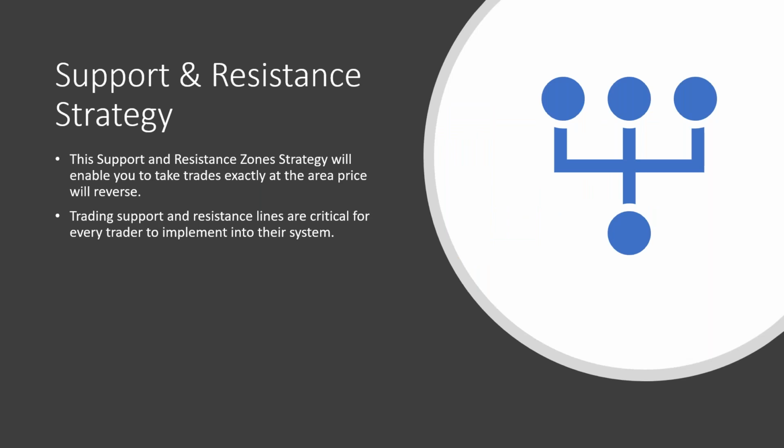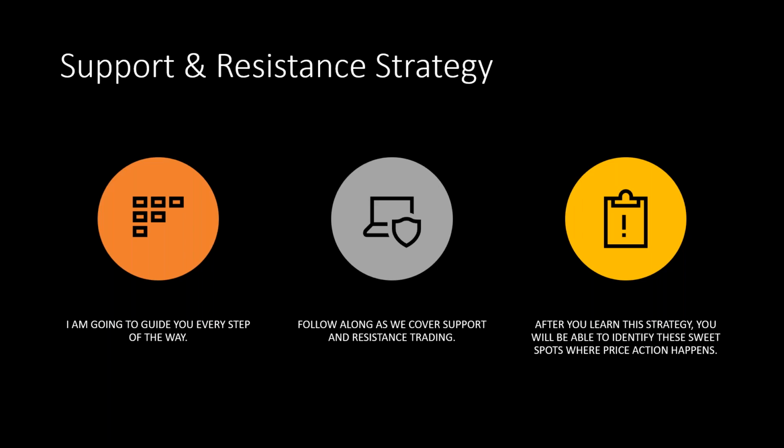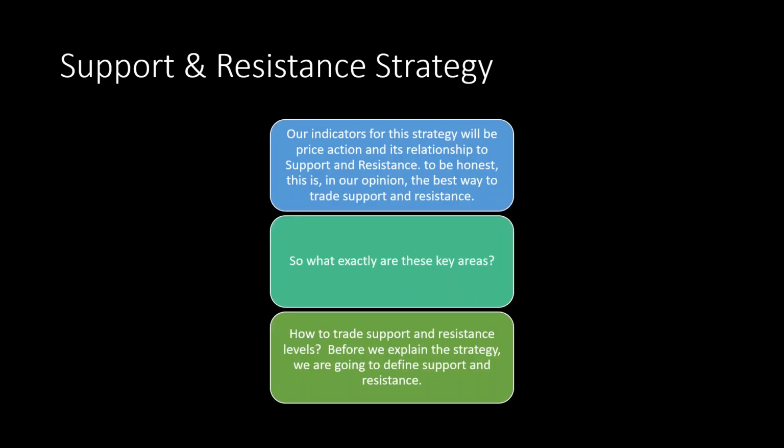Now, this support and resistance or price level zone strategy will enable you to trade exactly at the area price will reverse. Okay, so now we're going to talk about a strategy using these lines. Trading support and resistance lines are critical for every trader to implement into their system. Now, I'm going to guide you every step of the way. So follow along as we cover support and resistance trading. And you'll learn this strategy. You'll be able to identify these sweet spots and where price action happens.